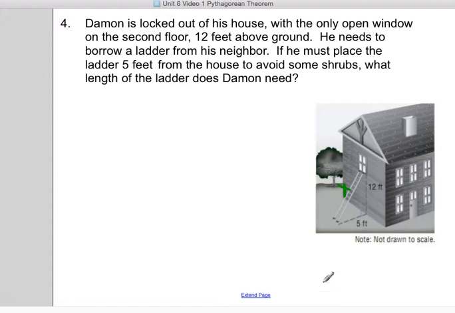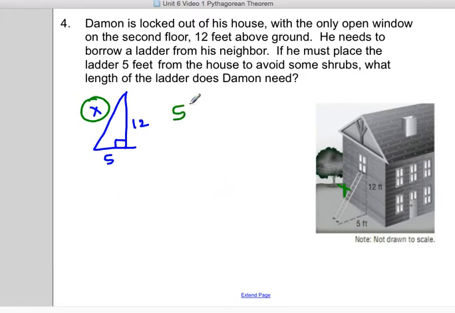Okay, so maybe it's better if I redraw this triangle over here. So it's not a very accurate drawing. Let's go ahead. 5 feet away, 12 feet high, and we want to know how long the ladder needs to be. This is my right angle. So across from my right angle is my hypotenuse, or your c.